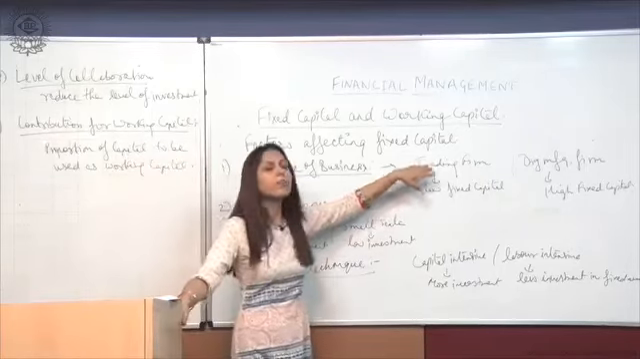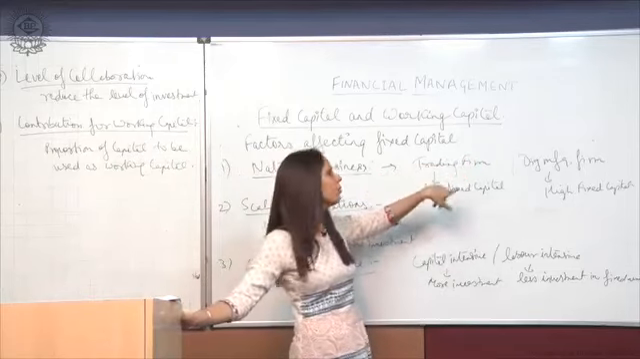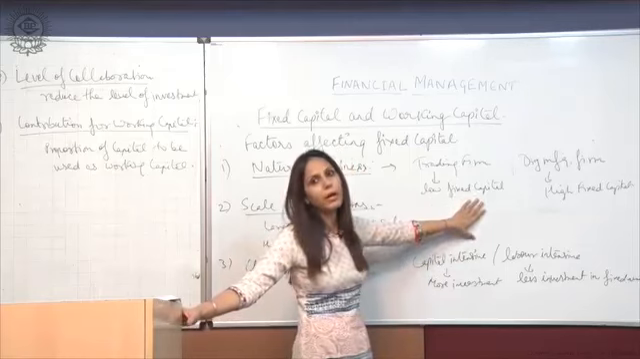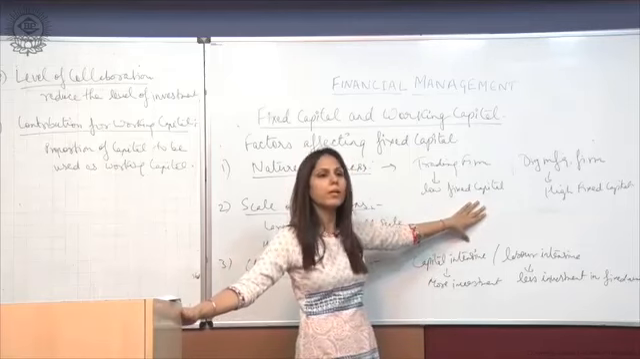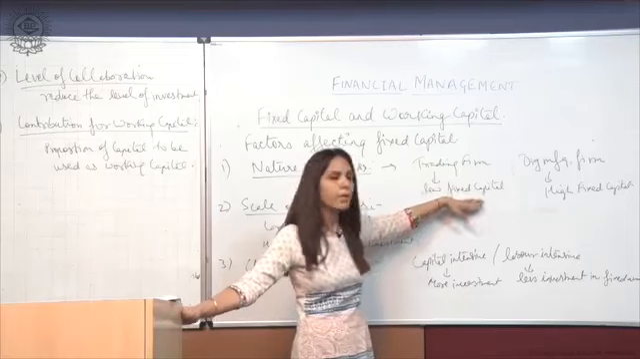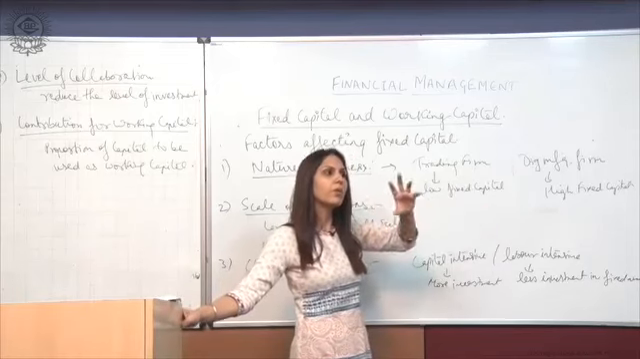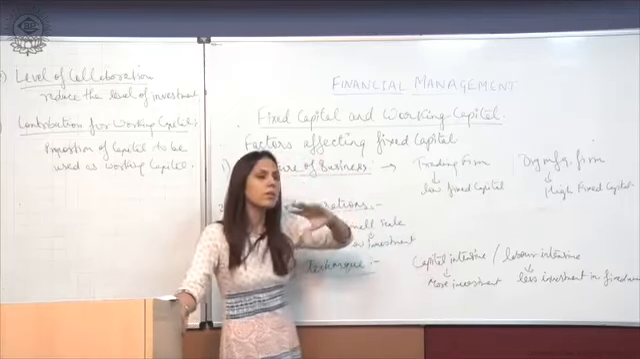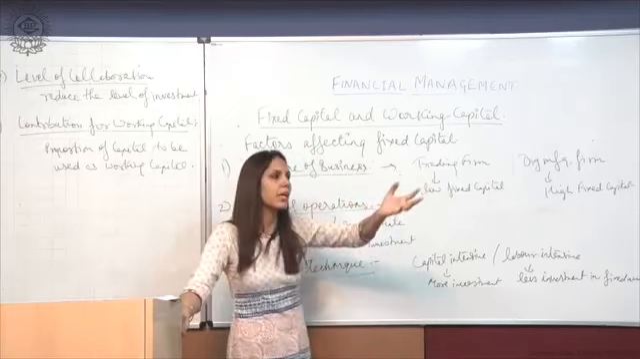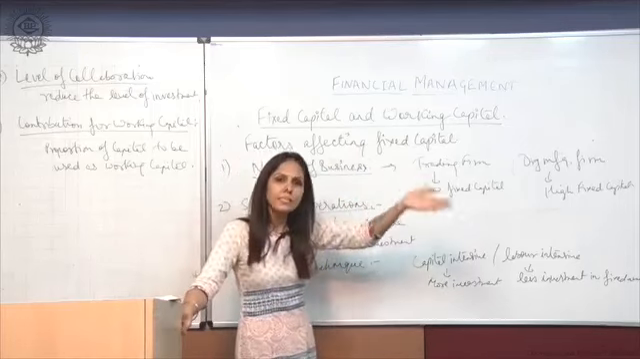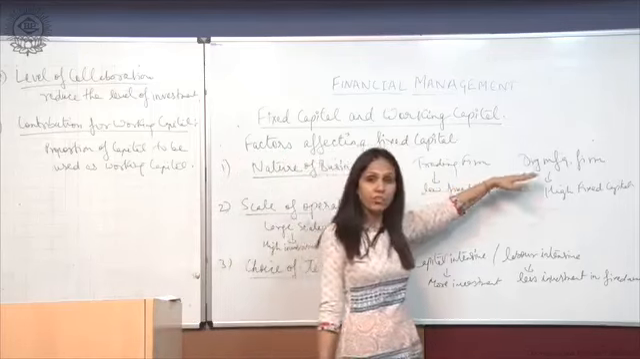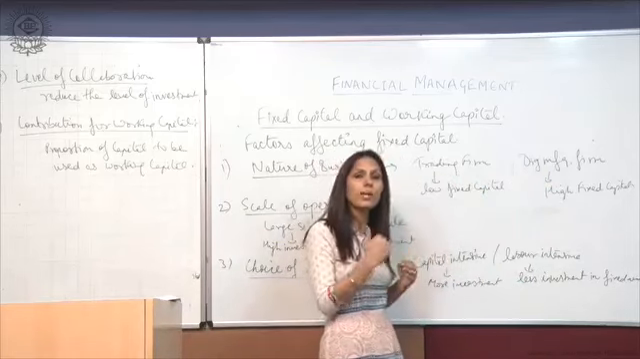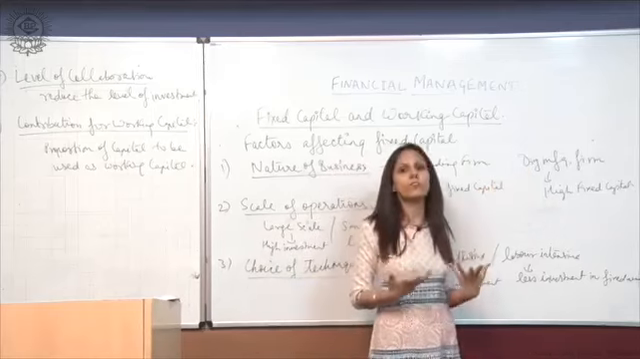So in a trading firm, there would be a low fixed capital required, fine, because it's a small firm and there is less fixed capital involved. That particular firm is into the business of purchasing goods and selling goods, whereas in a manufacturing firm they are producing goods, right? They are not into buying and selling of goods, whereas they are into manufacturing of goods.